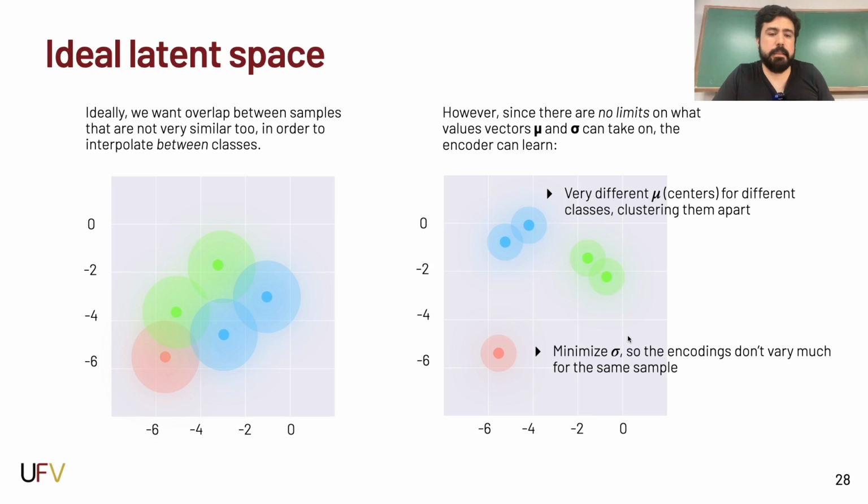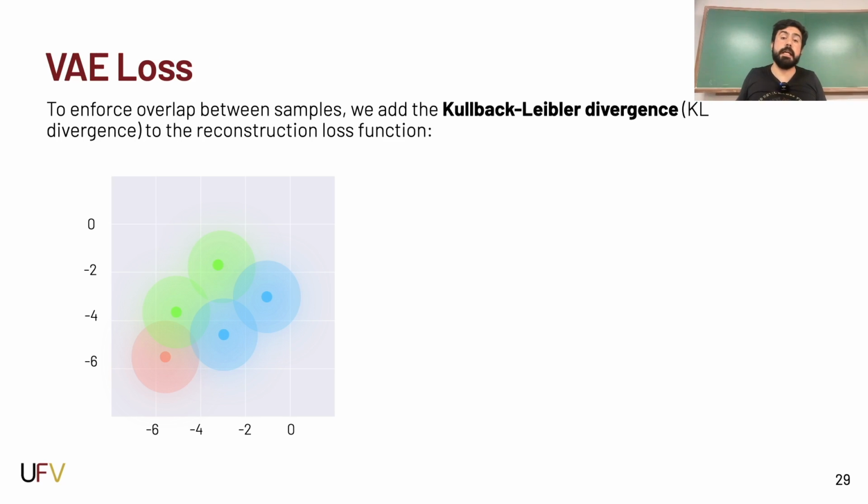So how do we fix that? The idea is very simple, actually, but very elegant. The idea is to add what we call a Kullback-Leibler divergence, which is a very complicated name for something that is not that complicated. We call this KL divergence for short, okay? And we're going to add this term to the reconstruction loss.